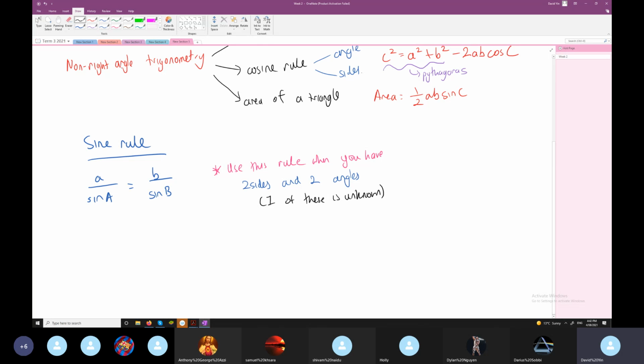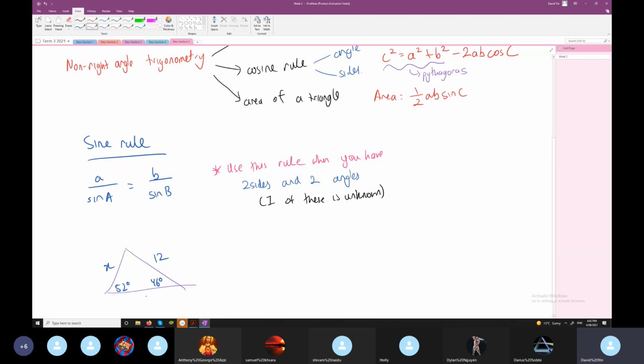Just to give you an example of that, let's say we had this triangle here. There is no right angle symbol, so in my head I'm already thinking I probably want to use the sine rule or the cosine rule here. Let's say this is 52 degrees, and this is 46 degrees. We'll say this is 12 and this is 14. Actually, we'll call this x. So see here, we have two sides and two angles.